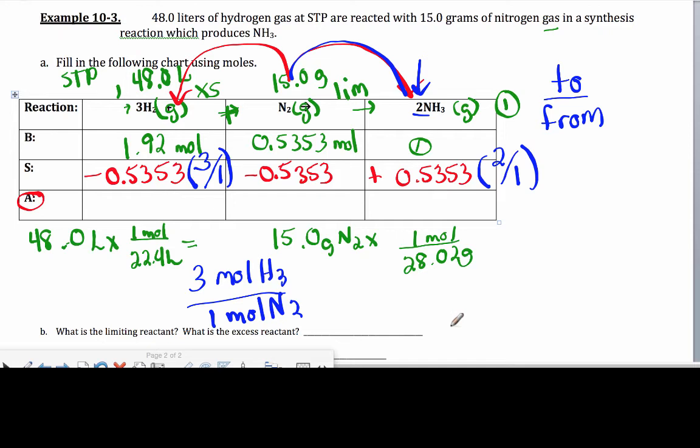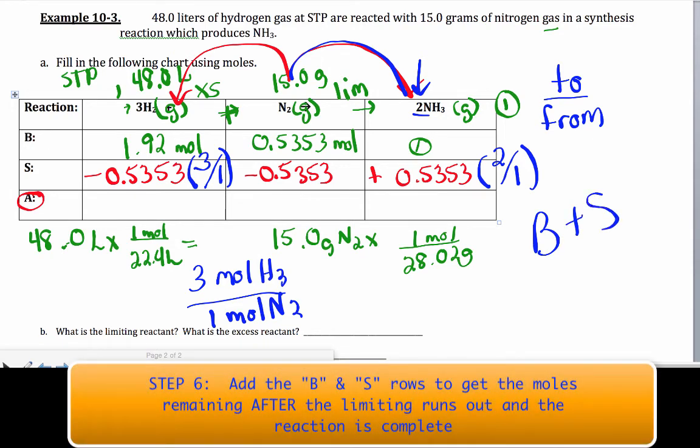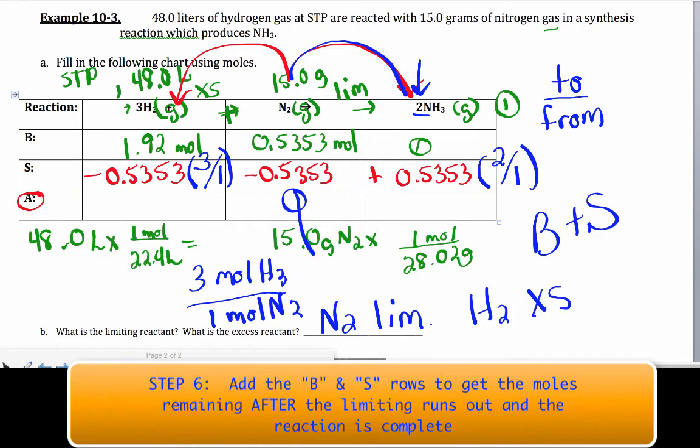So now that's our next step. That's the shift. That's what's going to happen as it shifts from reactants to forming products. So now our last step is to add B plus S and you get A, all right? And so we have none of our nitrogen left over. So that tells us right away that it's our nitrogen that's our limiting, because our limiting runs out. And our hydrogen is our excess, because I'm going to have extra or excess hydrogen left over.